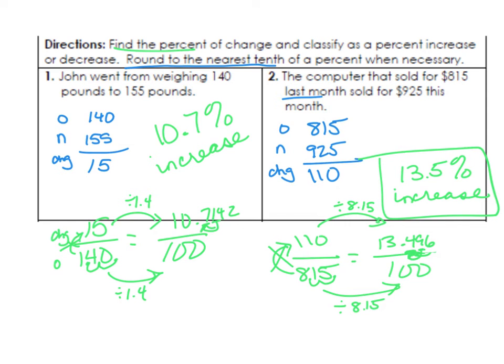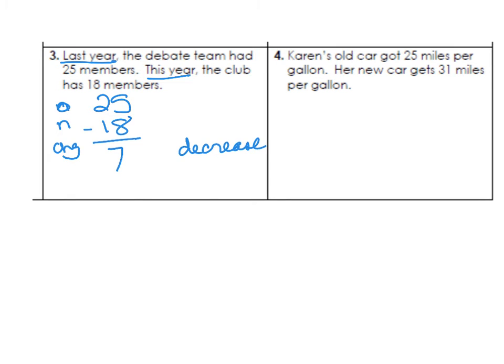So there's my answer. Tell you what, let's get a little easier. We're still going to be doing the same thing, but a little bit easier. So we have original amount, a new amount, and the change. Last year, the debate team had 25 members. There's our original amount. This year, the club has 18. That's our new amount. So I already know it's going to be a decrease because it's going down.